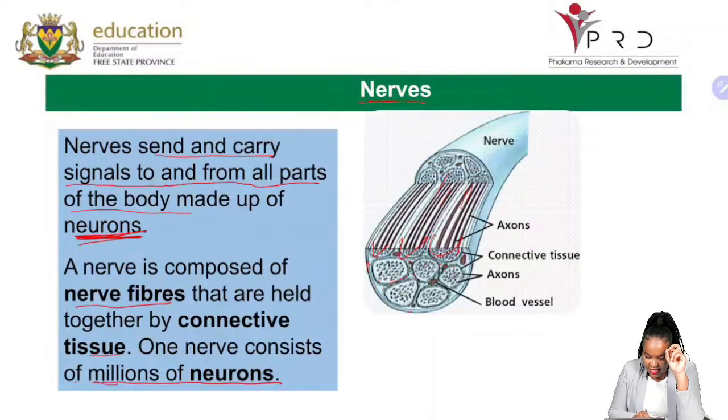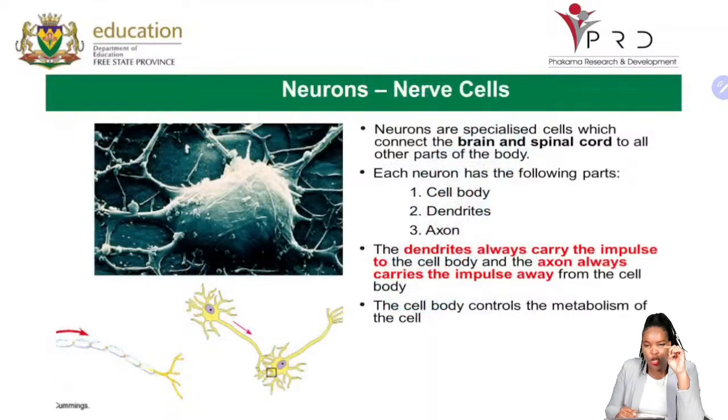So you can see they come in in a large number, millions and millions of neurons. So nerves are the large ones, but each nerve consists of millions of neurons. So let us take a look at the neurons. So what are these neurons?